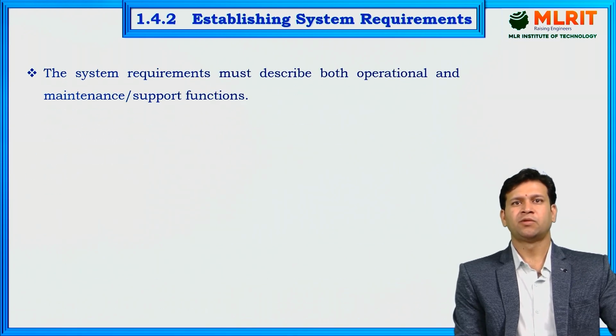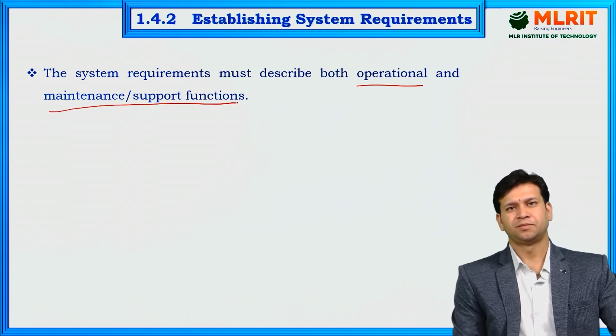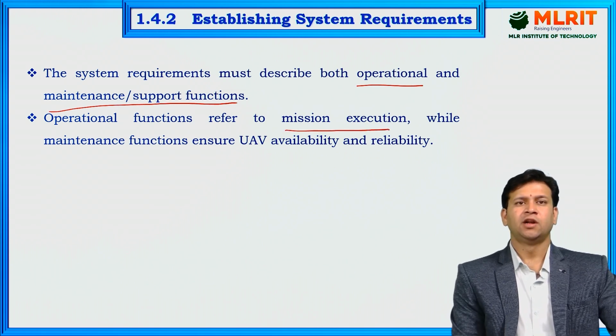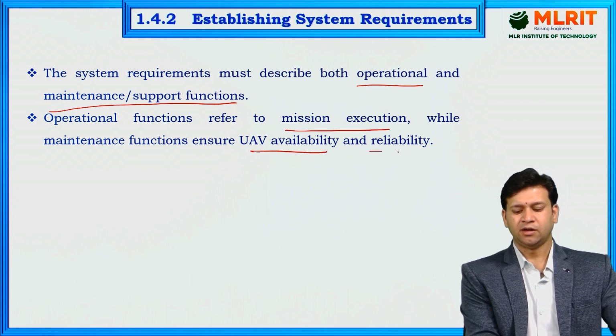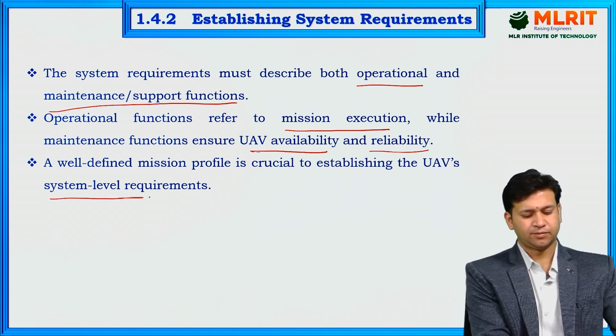The system requirements must describe both operational and maintenance support functions. Operational function refers to mission execution, while maintenance function ensures UAV availability and reliability. A well-defined mission profile is crucial to establishing the UAV's system level requirements.